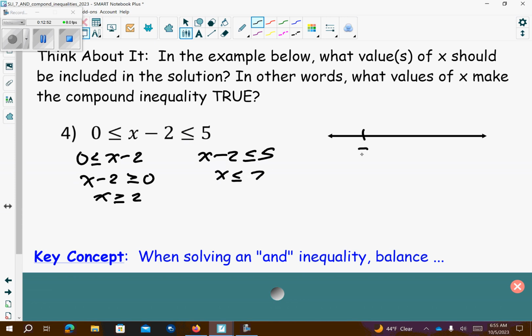So I have a 2 here. I have a 7 here. It's going to be a solid dot at the 2 going this way. It's going to be a solid dot on the 7 going this way. This would have been an AND problem.